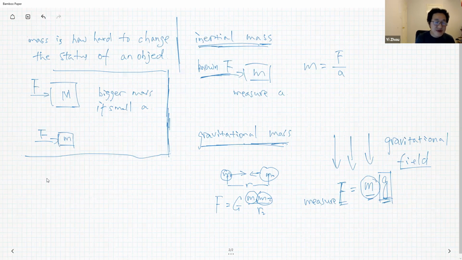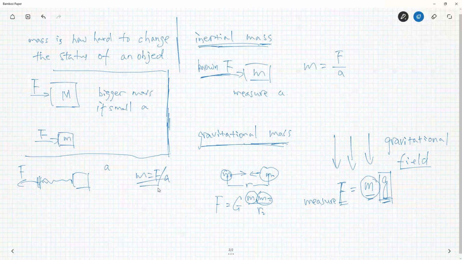So for example, if you use a spring, you drag the spring to the left because the spring shows how much the force is. Then you measure the acceleration. You find the mass from this experiment. What mass are you measuring? Inertial mass? Yes, because you are using a known force divided by the acceleration. So you find inertial mass.